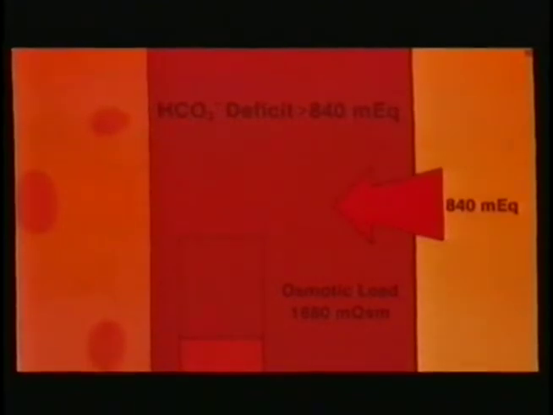59. The discrepancy is of little clinical relevance, since in the patient with severe metabolic acidosis and a concomitant bicarbonate deficit of 840 milliequivalents, administration of this quantity of sodium bicarbonate would impose an osmotic load of 1,680 milliosmoles. This is equivalent to the same load as 7 liters of isotonic saline and may be dangerous.